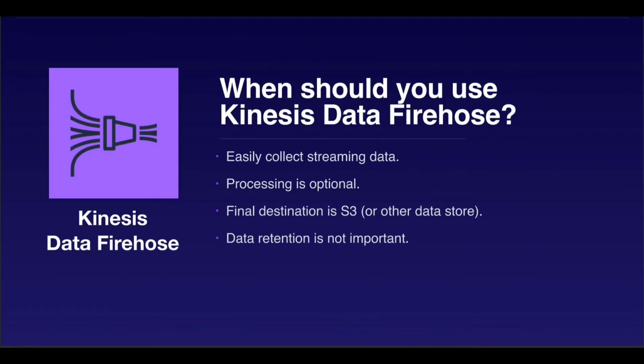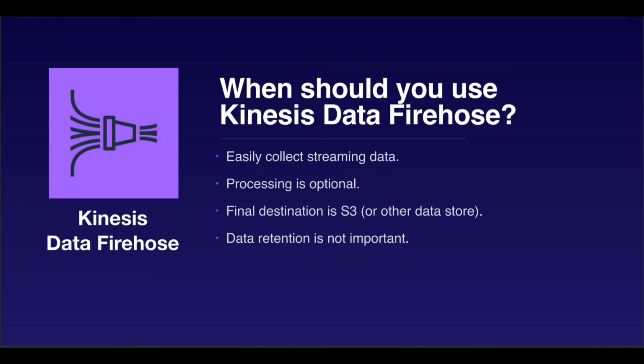Well, when should we use Kinesis Data Firehose? Well, when you want to easily collect streaming data. So if you just want to take streaming data from some service, some IoT device, maybe some clickstream data from a website and store it directly onto S3, then Kinesis Data Firehose is really easy to use. You just point your data to Kinesis Data Firehose and set the output destination, and Kinesis Data Firehose will handle the rest and output your data onto whatever data store that you decide.